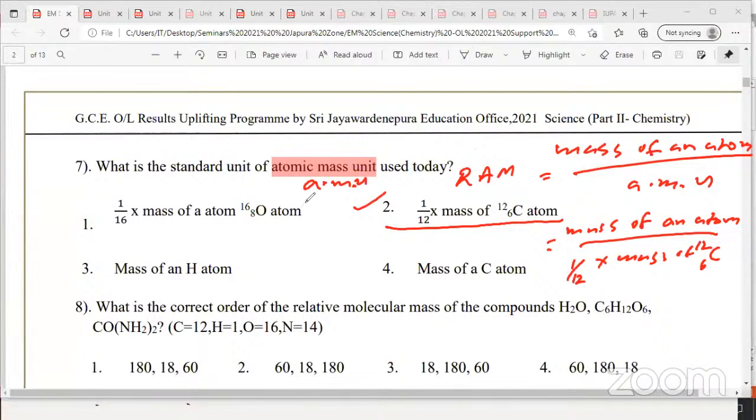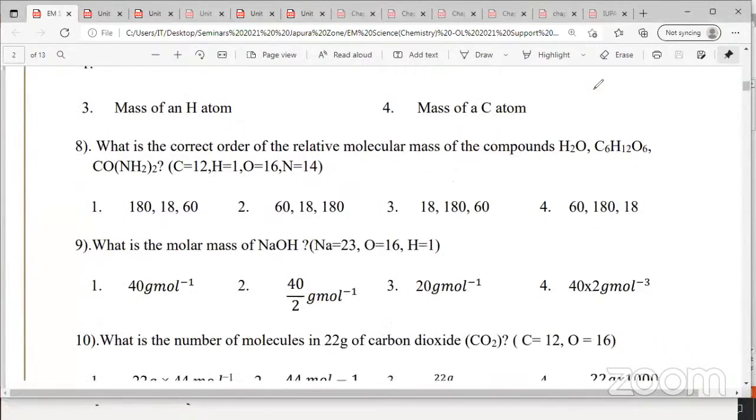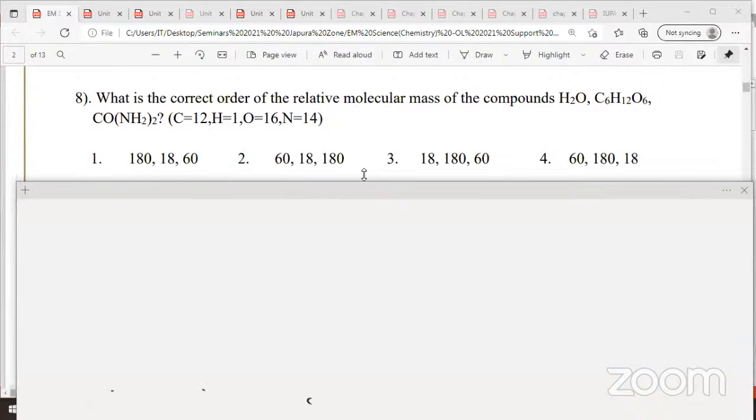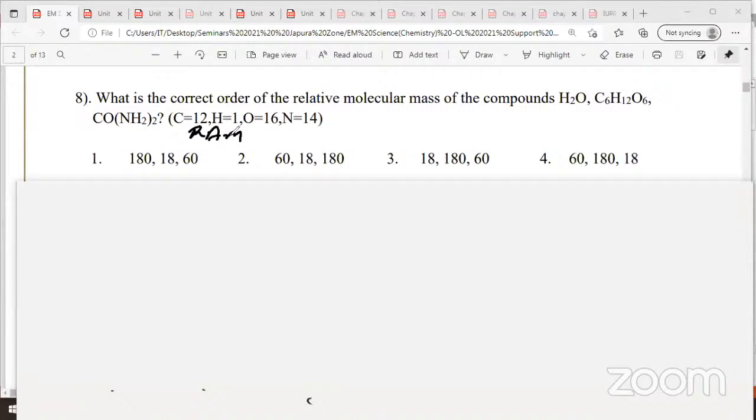Question number 8. I'll erase the screen. What is the correct order of the relative molecular mass of the compounds? Very easy. You have to get the total. RAM is given in the exam, no need to memorize. The relative atomic mass is given within brackets. Look at the screen. Water you get the total 18. How come? 2 hydrogen, hydrogen is 1, 1 into 2 is 2, plus 16, 18. Total 18. Glucose you get the total 180.